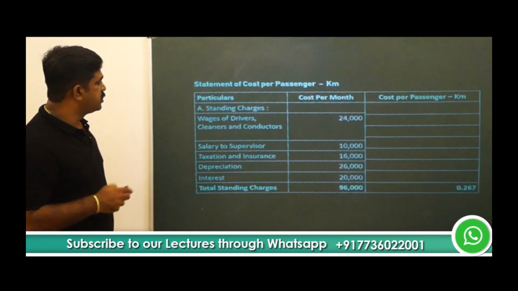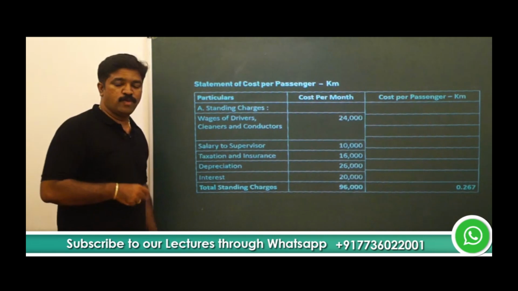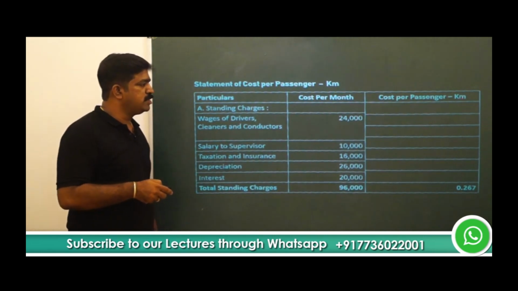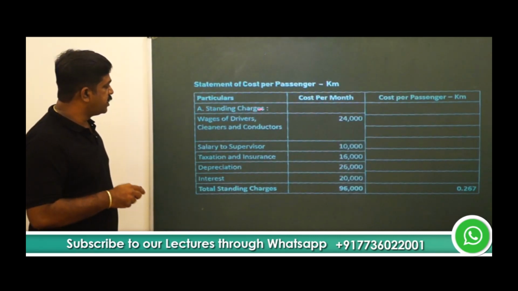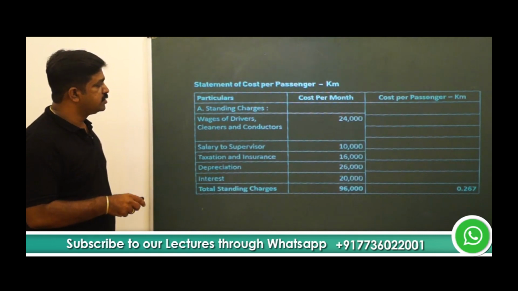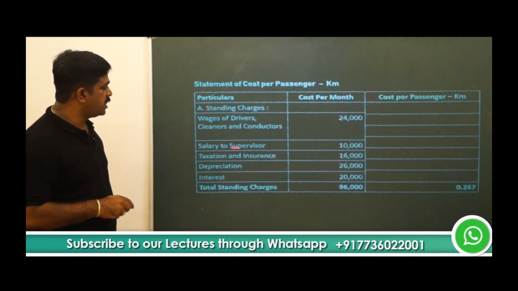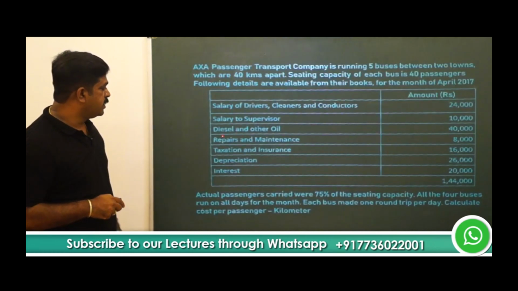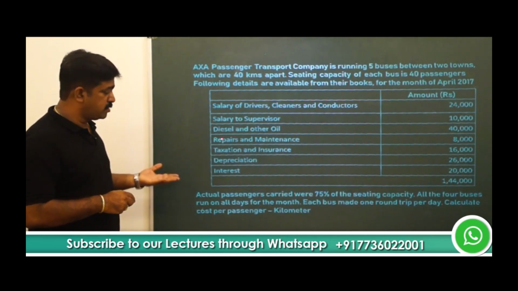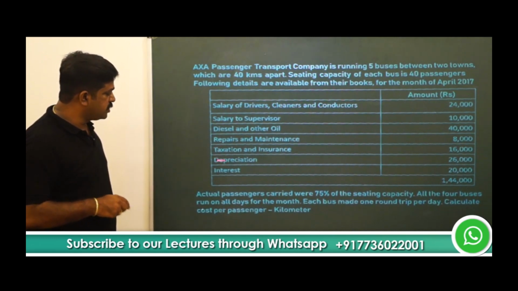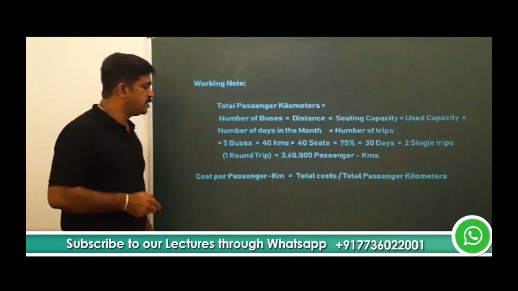Statement of cost per passenger kilometer. Standing charges, basically it's cost per month, and if you want to find out the cost per passenger kilometer, divide by the kilometers which we have calculated. So first item, standing charges, item A. Wages of drivers, cleaners and conductors, it is 24,000. Salary to supervisor, 10,000. Then let's not come for diesel, we'll wait. Repairs and maintenance also comes under maintenance charges, whereas taxation and insurance, depreciation, interest, 16,000, 26,000, 20,000, all the 3 come under standing charges.